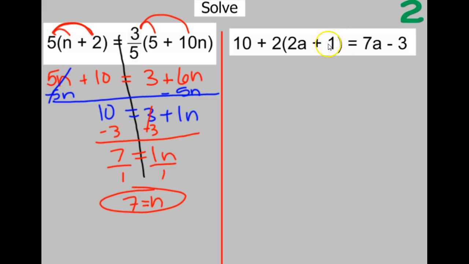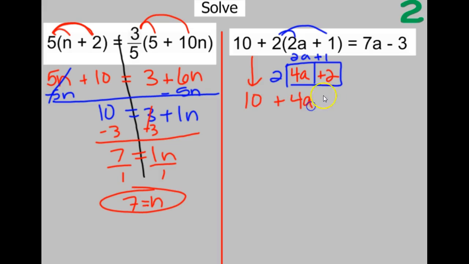Alright, next, we see parentheses here. I'm going to have to distribute or multiply those. If you want to do it like this, that's fine. 2 times 2a is 4a. 2 times 1 is 2. So I'm going to rewrite this. We have 10 plus 4a plus 2 equals 7a minus 3.